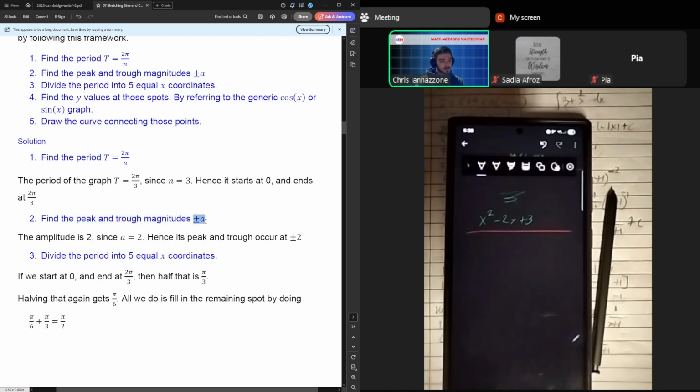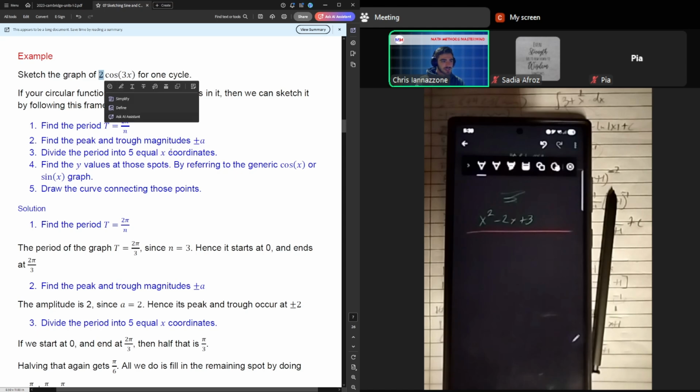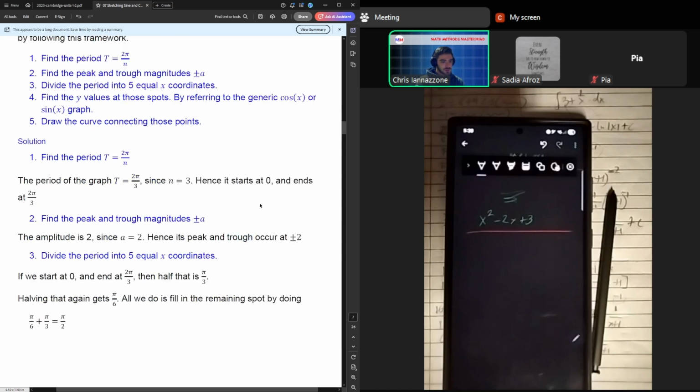Next up, peak and troughs. Those are going to occur at plus or minus a. So in this case, a is 2, so the peak is going to be 2, the trough is going to be minus 2.